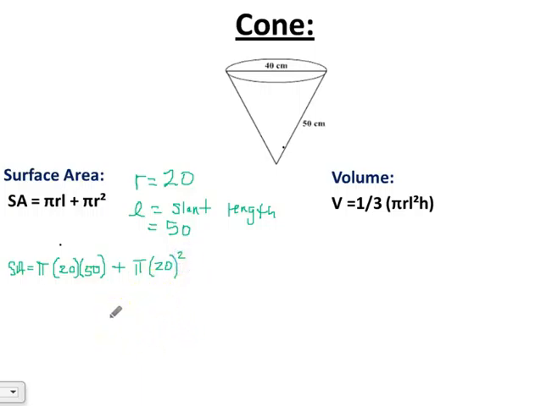So let's go ahead and solve in terms of pi. Remember, to solve in terms of pi, that means leave pi in your answer. Don't multiply it by 3.14. So we're just going to leave it in terms of pi.